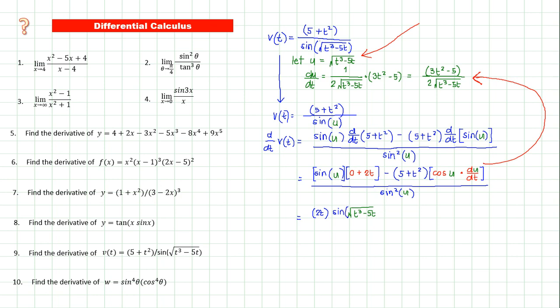Tapos, so, saan pa lang tayo? Dito pa lang tayo, no? Minus na yan, minus quantity 5 plus t squared, right? Times cosine daw ng u. Ano ang cosine ng u? Siyempre, yung u ay the square root, no? Cosine of the square root of t cube minus 5t. Yan.